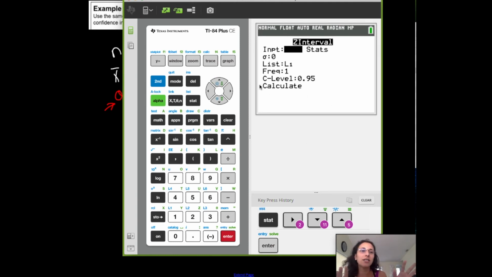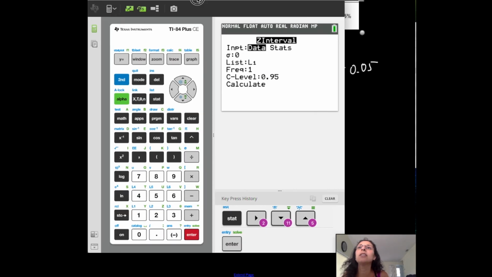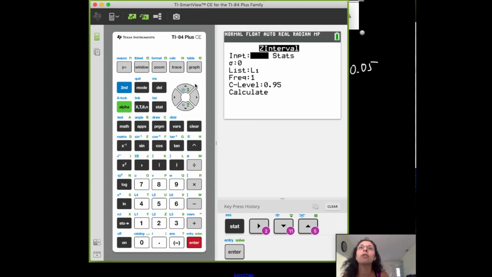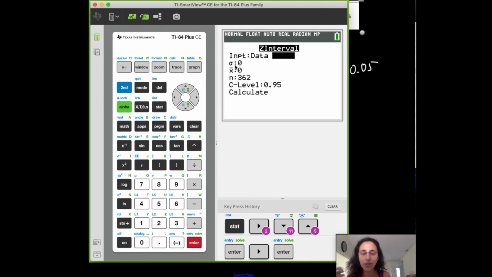This information is wanted. Now, you have a lot of situations that you are asked for. You either have data or stats. Do I have data? Do I have a list of numbers? No, I'm given stats. So let's go over to stats. Scroll over and press enter, so that now stats is highlighted. You'll see that now they're asking for the stuff that we have. Notice that under Z interval, they ask for sigma. You'll see when I use T interval, it'll ask for S because I don't know sigma. Kind of tells you what you should use and when.